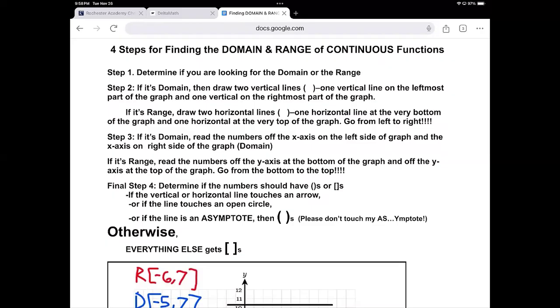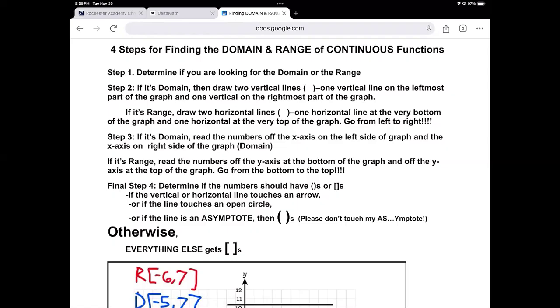Step 3, you're just going to go to the appropriate axes, and you're going to read the numbers right off the axis. So if it's domain, you're going to go to the x-axis. If it's range, you're going to go to the y-axis, and you're just going to read those numbers. And then the fourth and final step is, once you have the numbers, you have to determine, are you going to be using parentheses or are you going to be using brackets?